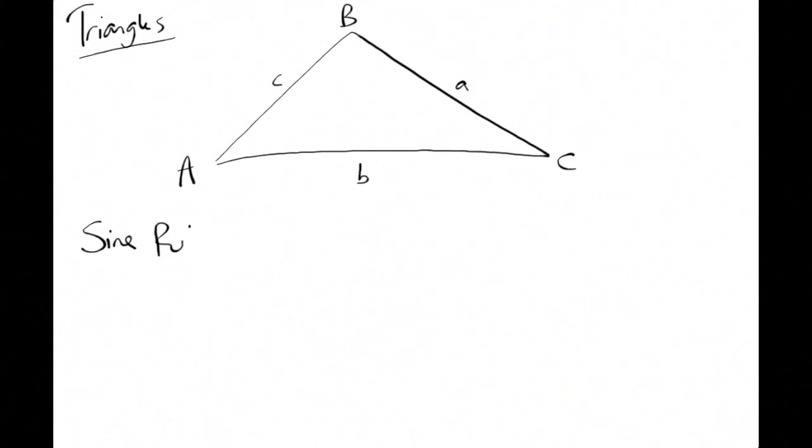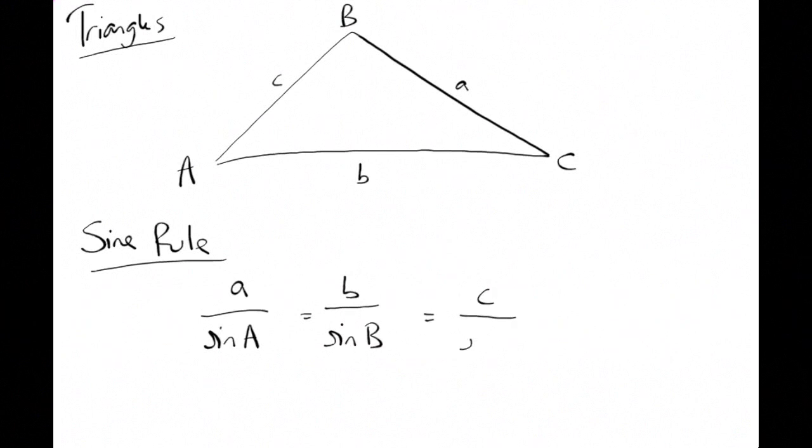We're going to have a look at the sine rule. The sine rule is defined as a over sine A equals b over sine B equals c over sine C. Alternatively, I could flip all three of them upside down. I could have sine A over a equals sine B over b equals sine C over c. That's an equation that's got two equal signs in. That's a little bit kind of weird.